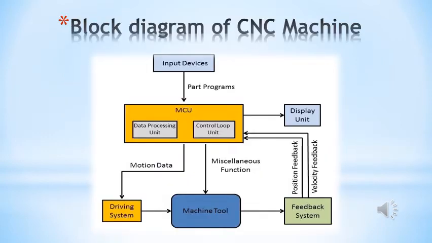Given here is the block diagram of a CNC machine. It consists of an input device and a machine control unit, which is the brain of the CNC machine. This is the MCU, which processes the data and gives the necessary output to the machine tool. And further, you can refer to the block diagram to understand more about the CNC machine.